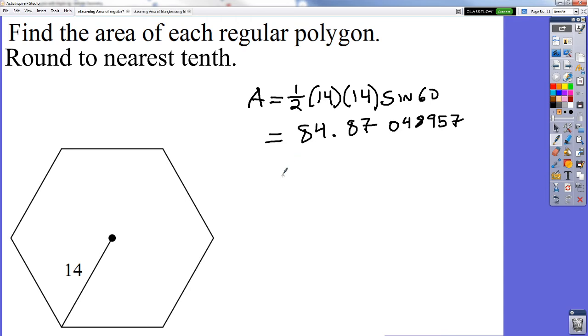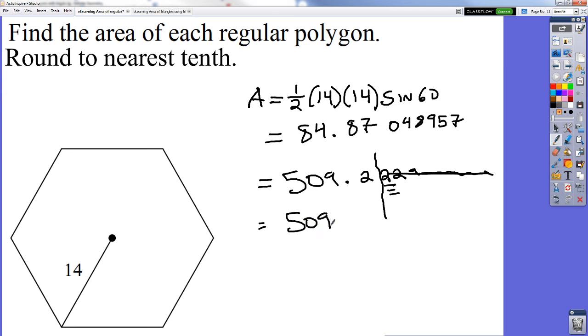And then there's 6 of those triangles, so times 6. And you get a final answer here of 509.2229, and so on, rounding to the nearest tenth. This 2 is still not big enough. We're going to leave that as 509.2 units squared for your final answer.